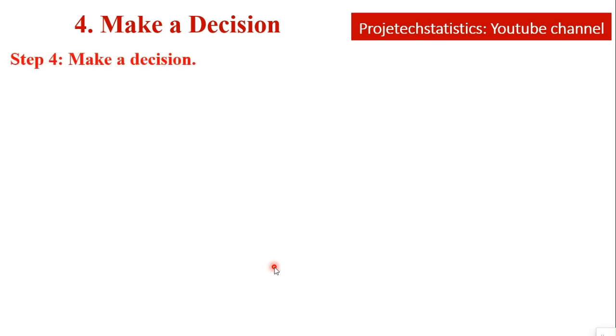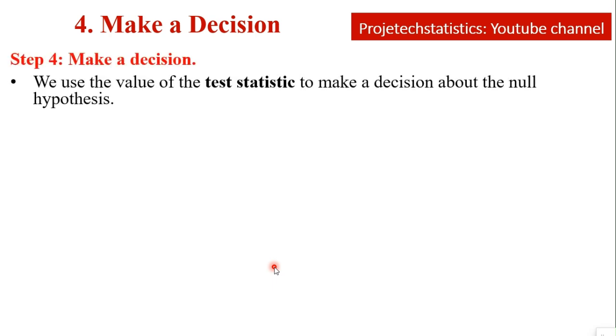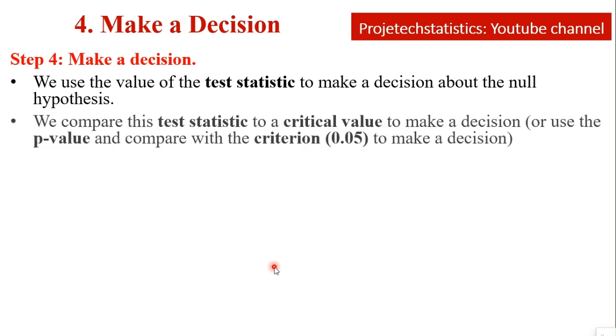Step 4, make a decision. Before we make a decision, we use the value of the test statistic to make a decision about the null hypothesis. What happens is that we compare the test statistic to the critical value to make a decision, or we use the p-value. As I said earlier, the p-value is compared with the criterion, which is 0.05, to make a decision.